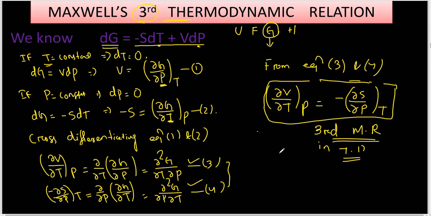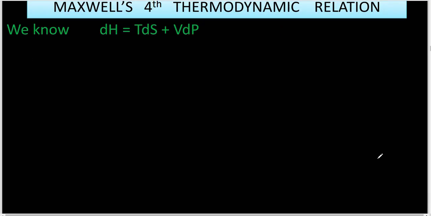There is the fourth Maxwell's relation. Now let's derive the fourth Maxwell relation. The fourth equation can be derived from dH, because as per our rule U is the first, then F is the second, G is the third, and H is the last. So this one is the fourth equation we have to derive. Okay, so the formula dH equal to TdS plus VdP. Okay, H is a function of S and P.